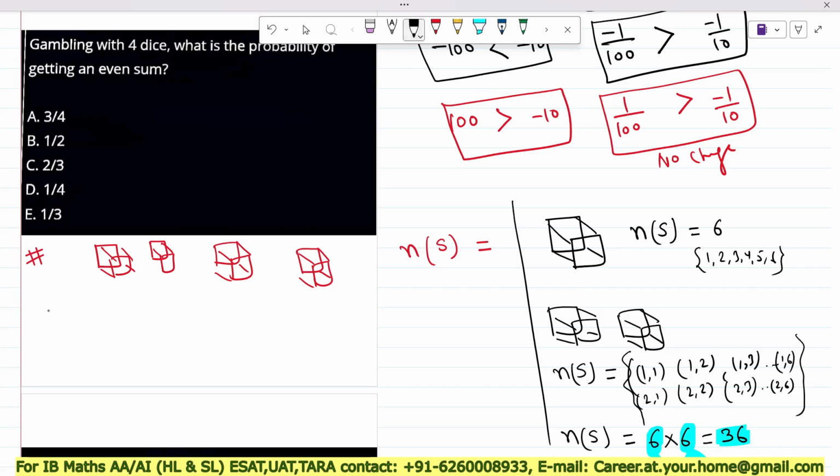Similarly, here we have to roll four dice. So how many elements will the sample space have in total? It should be 6 into 6 into 6 into 6, which equals 6 raised to power 4. Correct. Now we have to find in how many cases we will have an even sum.